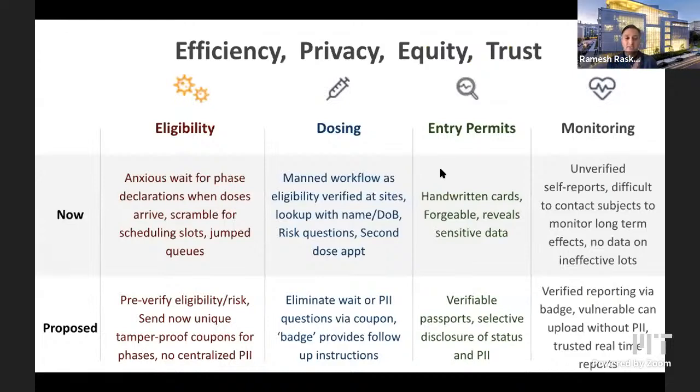So the friction that we have, the challenges that we see in the top row in these 4 phases, the anxiety of whether you're going to get the dose or not, when exactly is your slot, the scramble we have on websites for scheduling, we think a lot of that can be eliminated through these coupons, through these gift cards. Second, at dosing, there's a lot of manpower that's required to take individuals at the sites, and much of that can be eliminated by doing this work in an offline manner. Especially as we start thinking about pop-up sites for vaccination, this will become critical. And then similarly for entry permits and for monitoring.